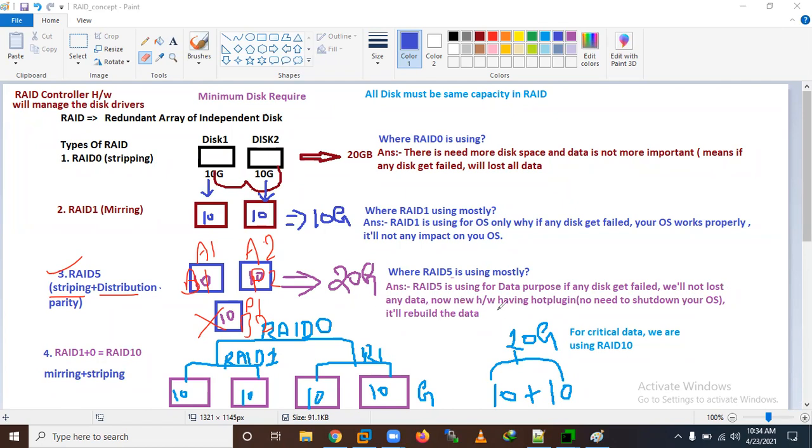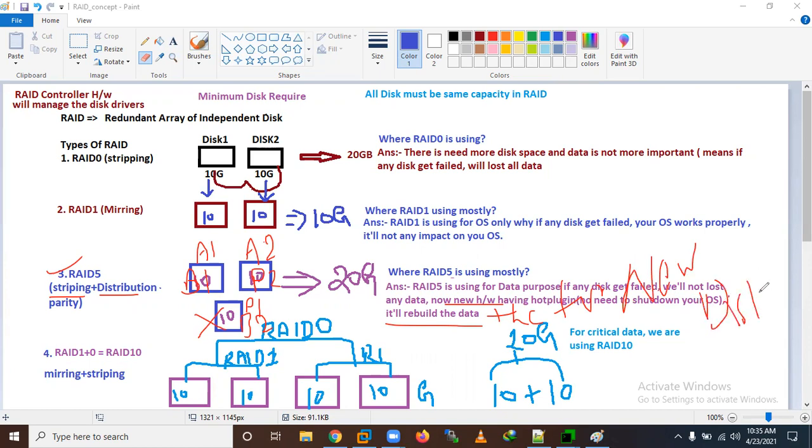Now with new hardware, if we attach a new disk, it is like a hot plug-in. Suppose this one failed, now you need to attach a new disk. You can do it hot plug-in, and you don't need to shut down your operating system, and it will rebuild the data onto the new disk.